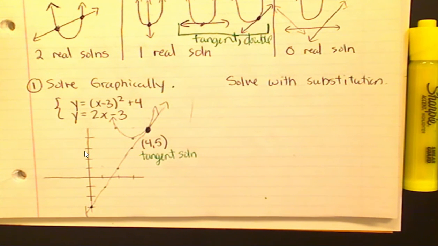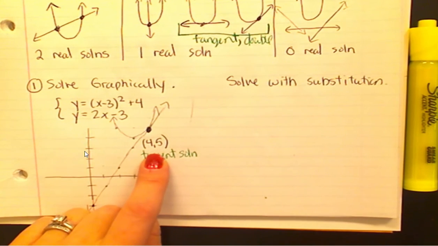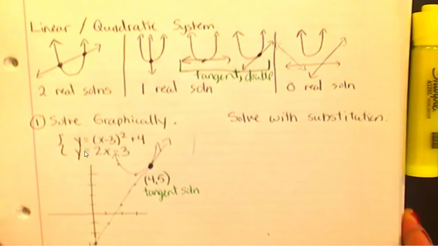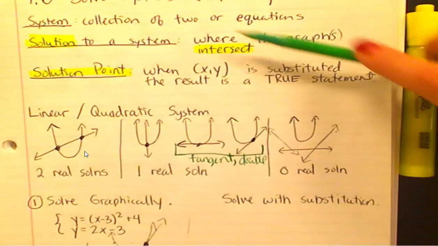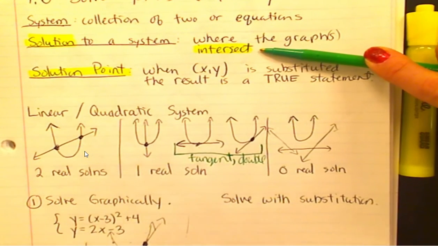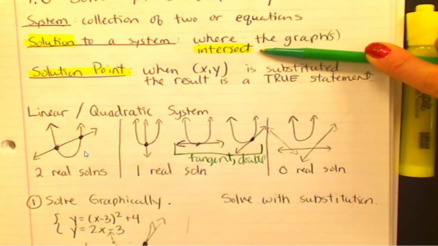In your homework, I expect you to graph them in the computer and then just transfer the graph to your paper and label the points. A solution is where the two graphs intersect. You need to label the intersection. That is the answer. Okay?